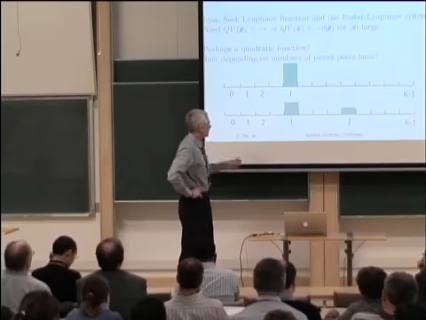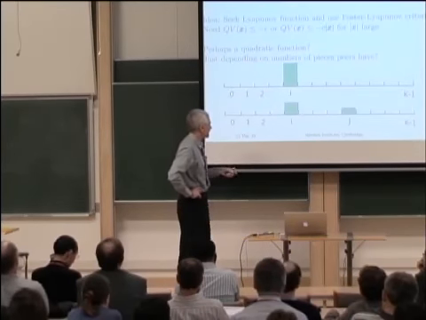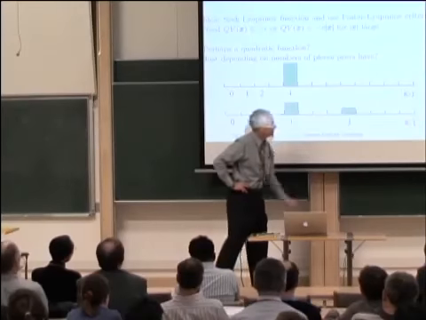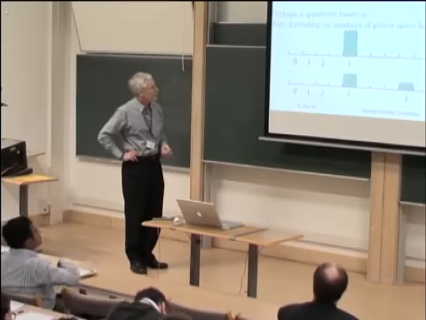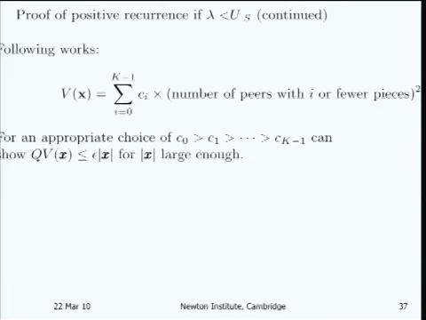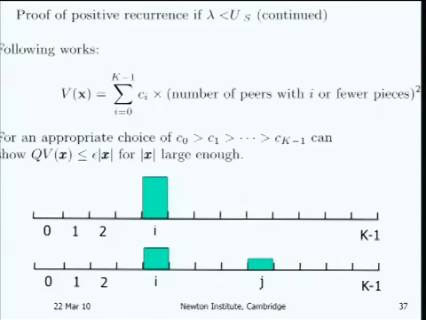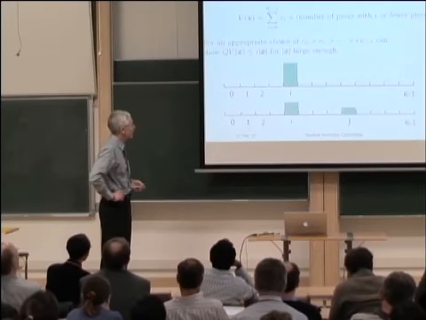Okay. On the other hand, if the peers do not all have the same number of pieces, so some peers have I pieces and other peers have J pieces, then all of these peers with J pieces can help all of these peers with I pieces. So you could have a high exchange rate there. Okay. And basically, by looking at these two cases, you could show that a Lyapunov function, C sub I times the number of peers with I or fewer pieces squared, so it's quadratic, is a Lyapunov function. And you can show that the drift of this is less than epsilon times the number of peers in the system. Just by looking at these two cases, you can figure that out.